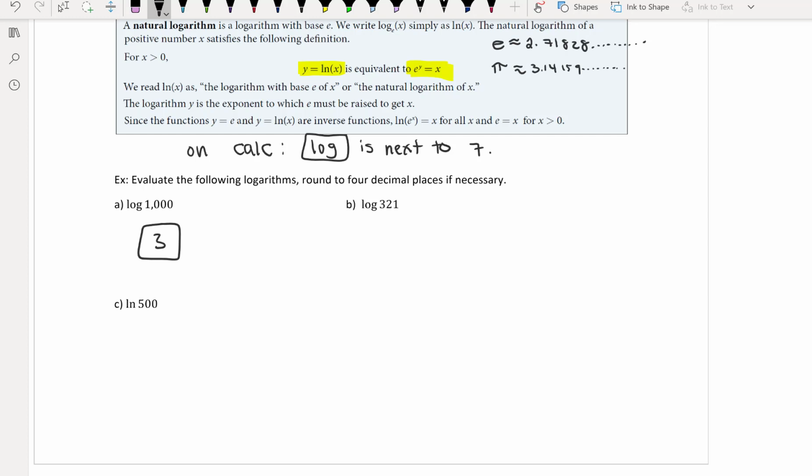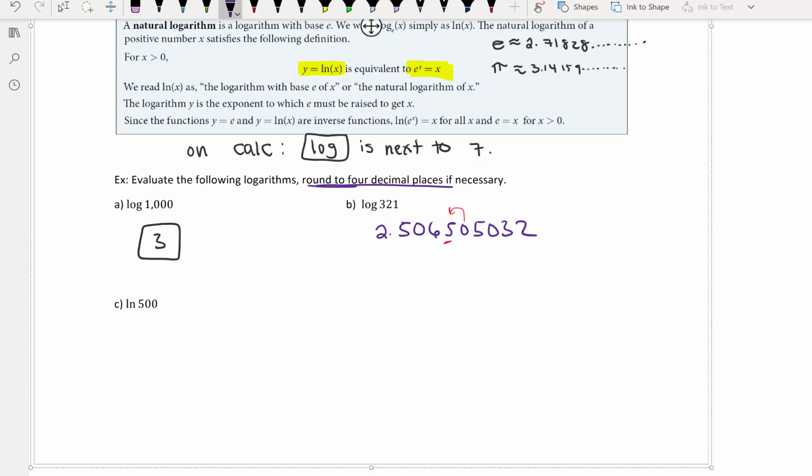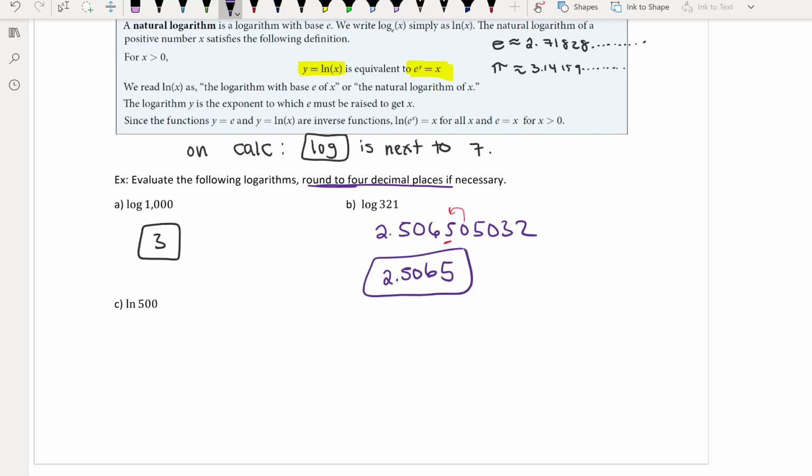Now for part B, I'm going to press that log button and I'm going to press 321 and I end up getting a decimal. So this decimal is going to be 2.5065050032. And it says round to the 4 decimal places. So 4 decimal places, 1, 2, 3, 4. That 0 is going to tell you what to do, whether you should round up or leave it alone. So since 0 is smaller than 5, I leave it alone. So I'm going to have my final answer as 2.5065.